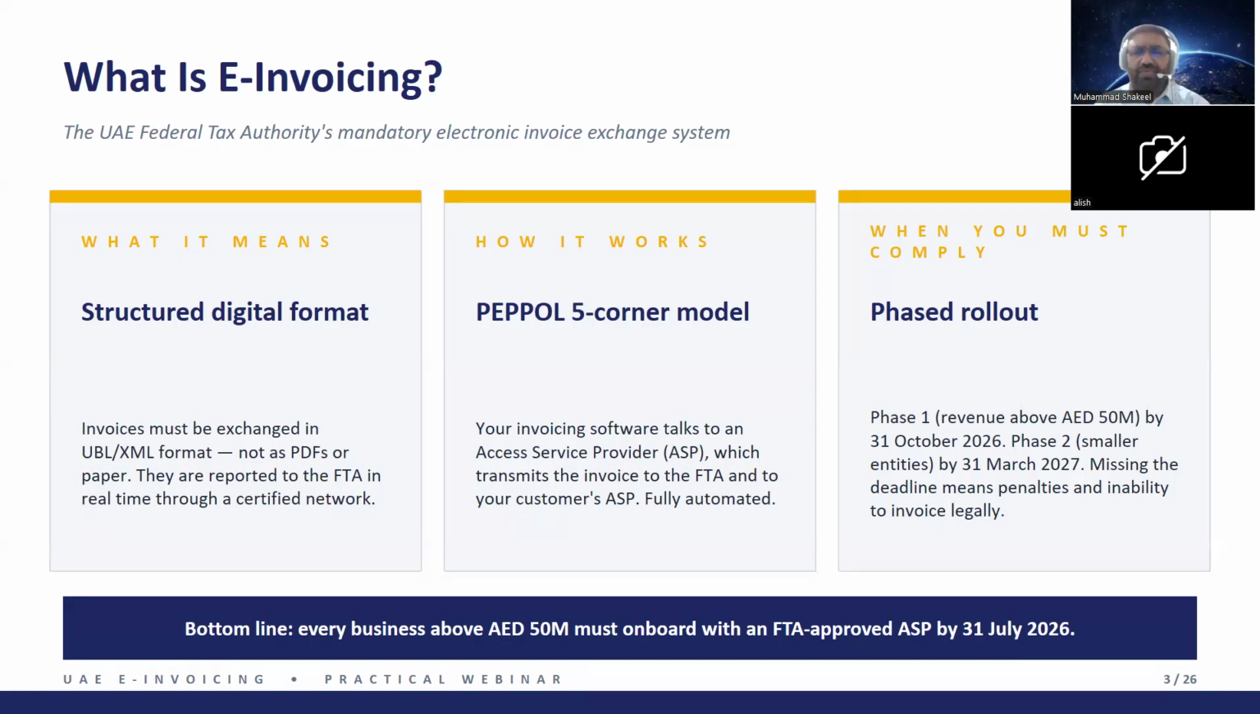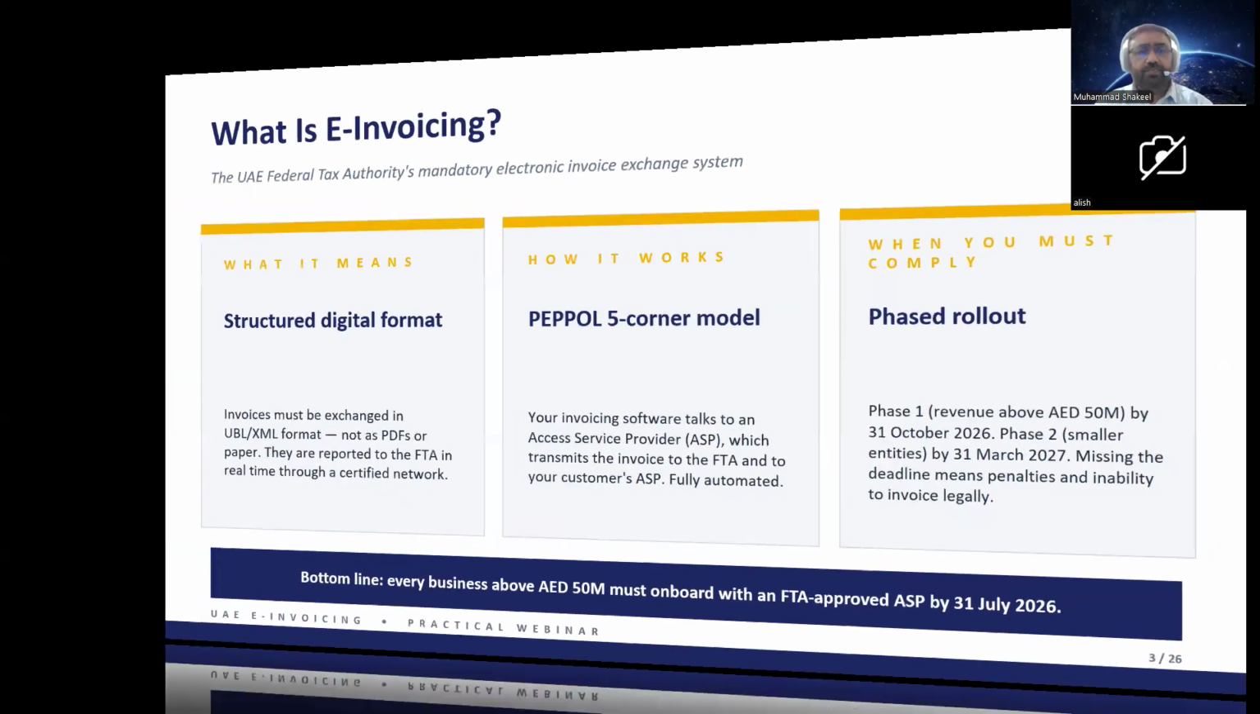Then we will discuss how you roll it out, phase one and phase two. The government is saying that in phase one, only the companies having sales of 50 million revenue per annum or more have to enroll by 31st October 2026, and they will go live on 1st January 2027. So we will discuss in detail how we do this.